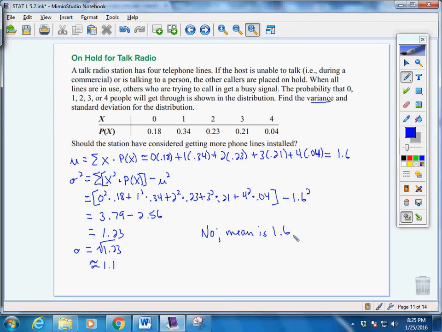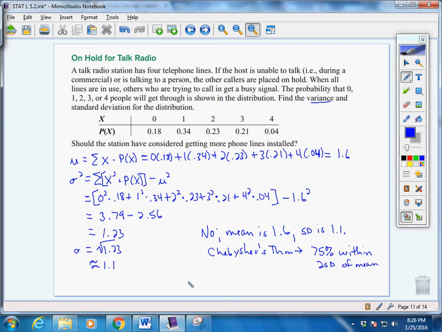The standard deviation is 1.1. We do not know if this is a normal distribution or not. My guess is no. But according to Chebyshev's theorem, and again, don't let Chebyshev stress you out, remember, 75% will fall within 2 standard deviations of our mean.